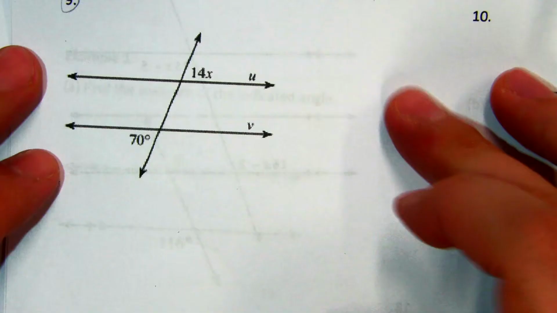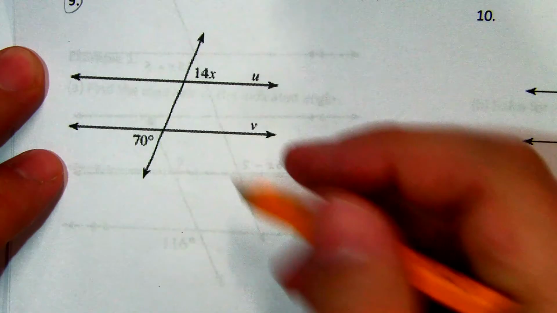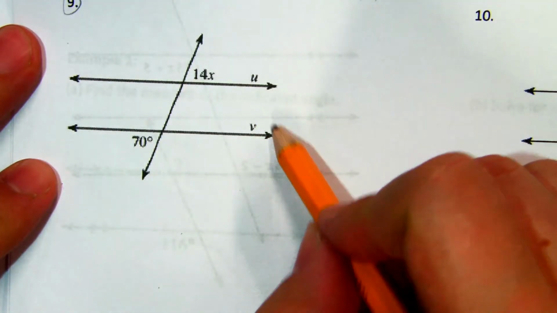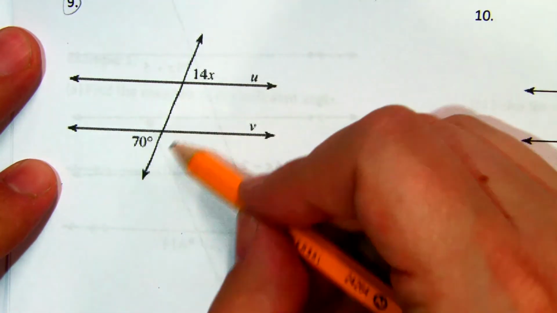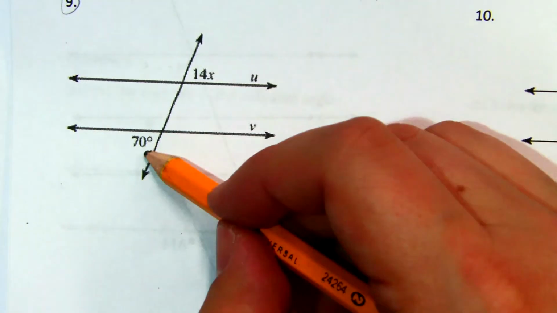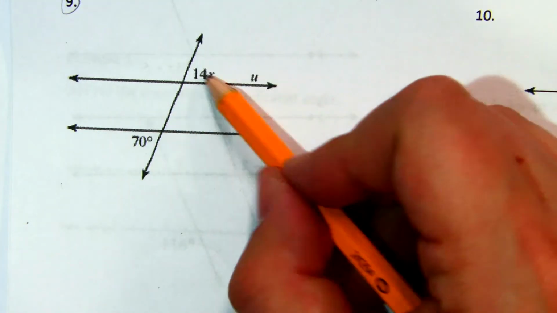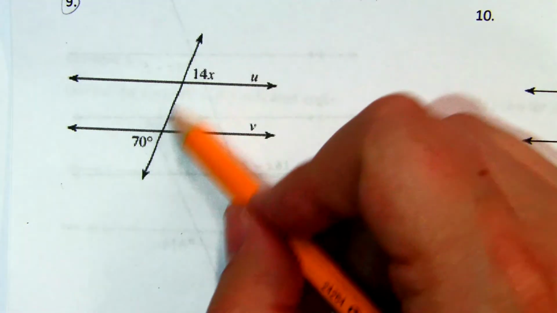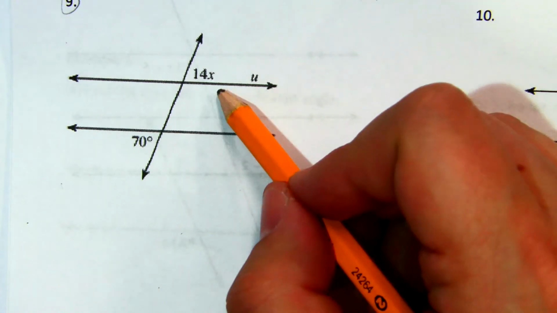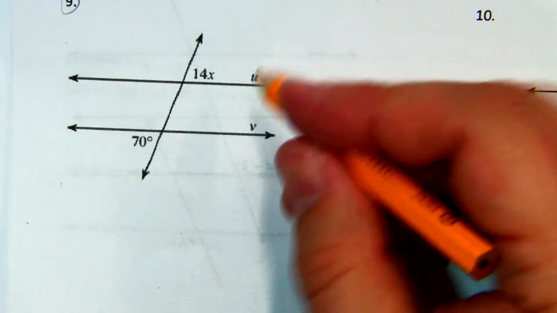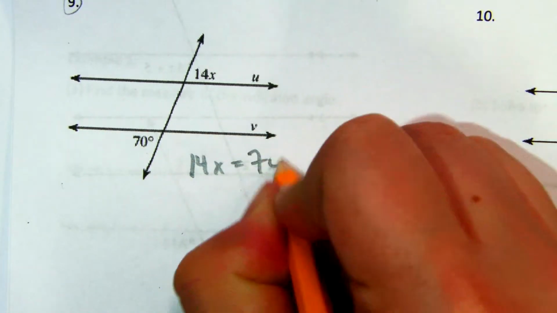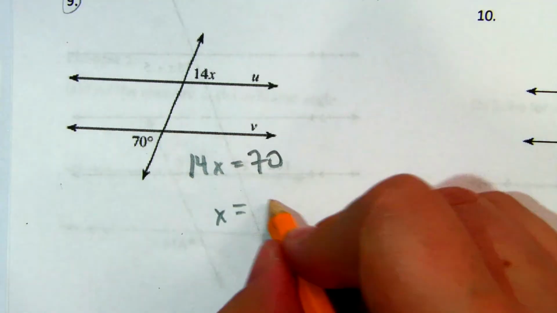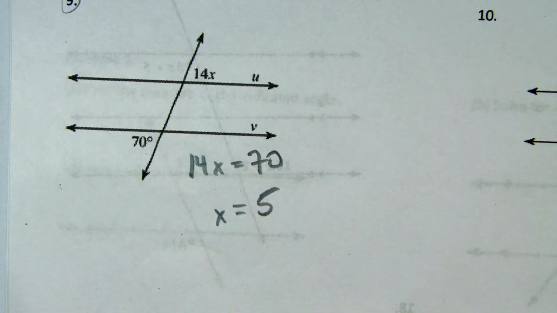Now, a more complicated problem. Something like number 9 here. Okay, got my parallel lines, U and V, and my transversal. 14x and 70. Well, one way to think about these is as alternate exterior angles, alternate sides of the transversal, exterior to the parallel lines, or they're both acute. Either way, they're going to be congruent. So I can set up my equation. 14x equals 70, so x equals 5.